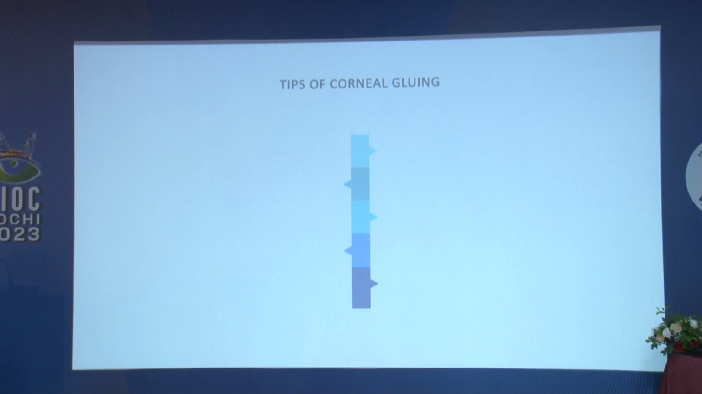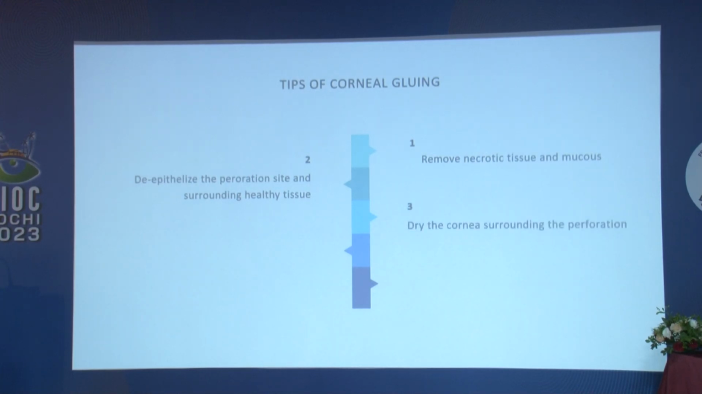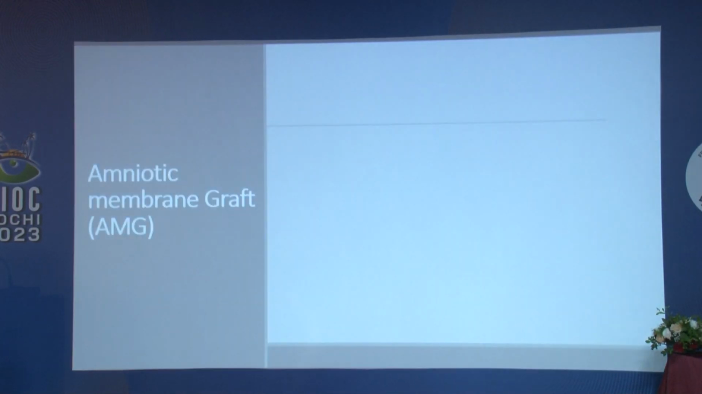I'm sharing a few tips for corneal gluing. Always remove the necrotic tissue and mucus before application, and de-epithelize the surrounding area as well as the site of perforation. Dry the surface completely before application and apply only a thin layer of glue. Don't heap the glue over there. And check the glue before applying the bandage contact lens, as sometimes the BCL gets stuck to the glue.